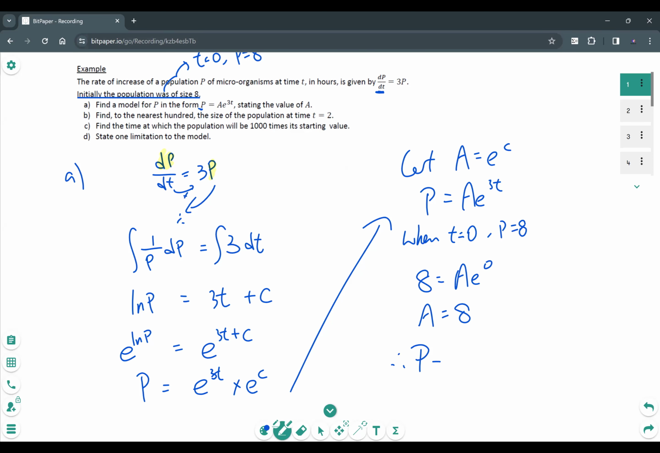Therefore, we're going to rewrite nicely: P equals 8e to the power of 3t. And that's the answer for A.